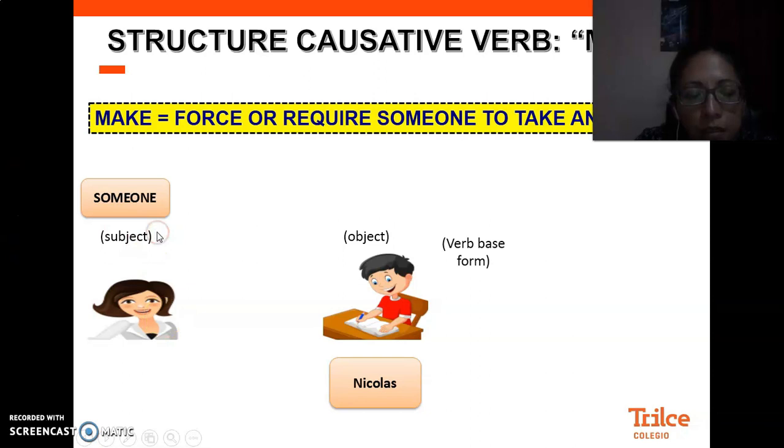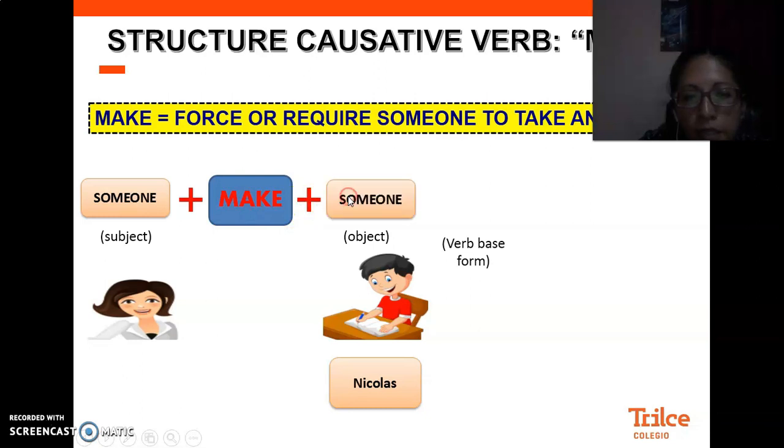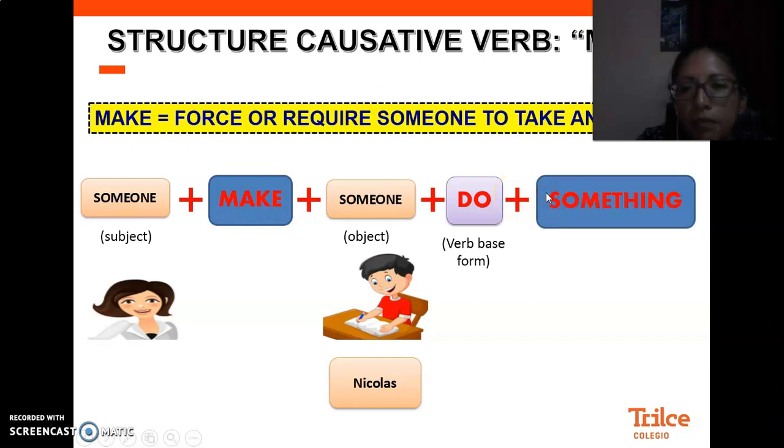We have the subject, which is someone: he, she, it, you, we, they, Maria, Carla. Plus the causative verb make, plus the object: him, her, us, Maria, Carla, Pedro, plus the verb in base form, plus something, which is usually the action to be done.